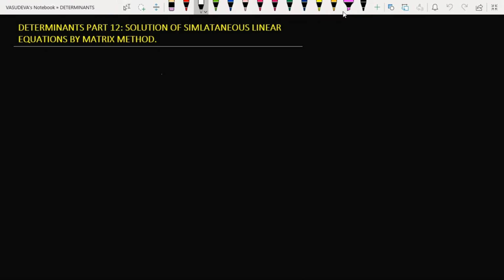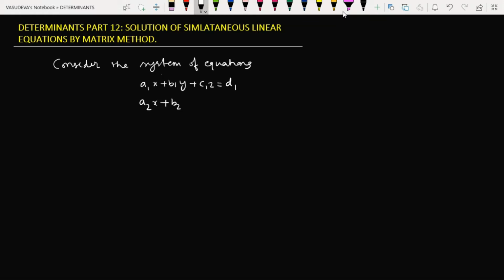Now, when you consider simultaneous linear equations, we consider the system of equations a1x plus b1y plus c1z is equal to d1, a2x plus b2y plus c2z is equal to d2, a3x plus b3y plus c3z is equal to d3.